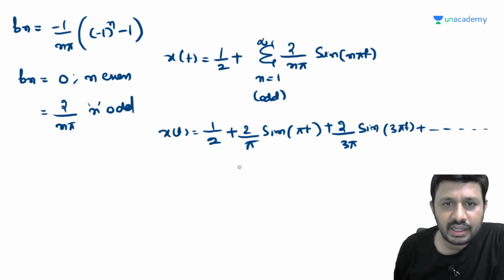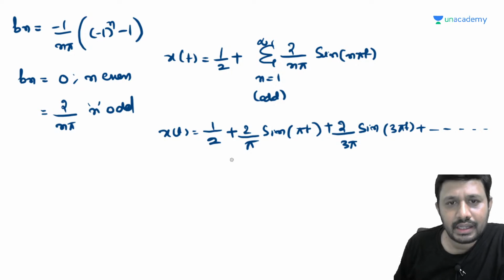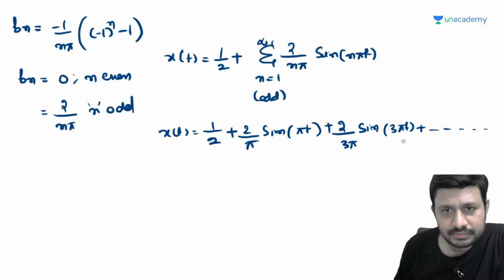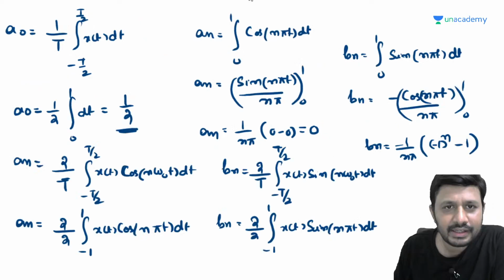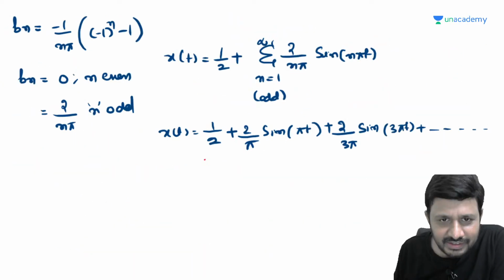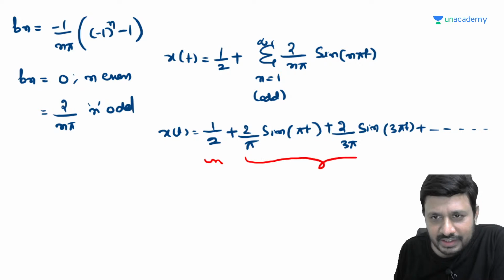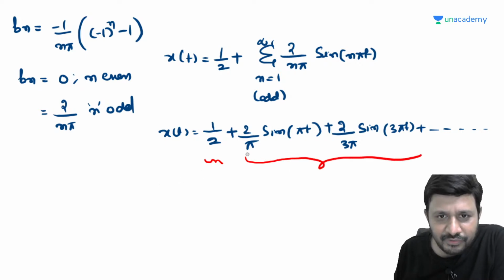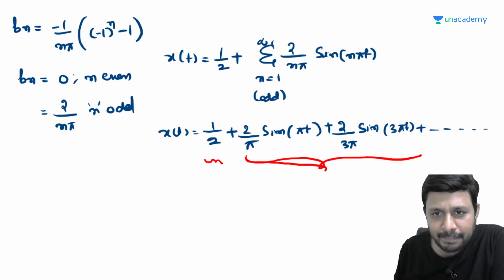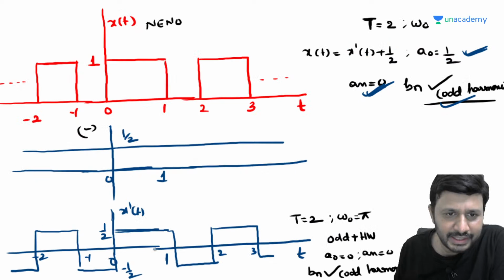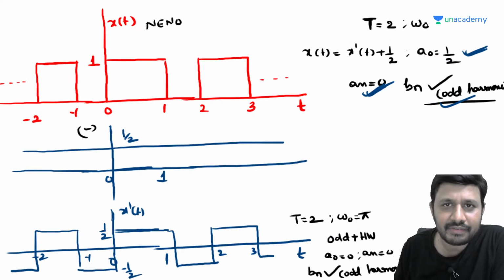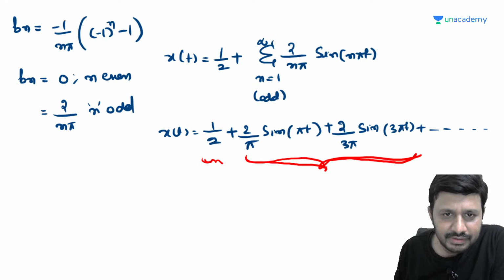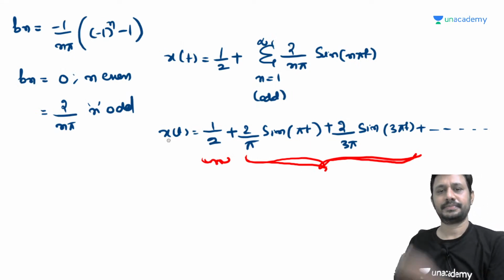Means look here, if you are going to add these kinds of sinusoids, you are going to get this periodic signal. See, look here, this is DC value. This Fourier series expansion, 2 by pi sin pi t plus 2 by 3 pi sin 3 pi t, corresponds to your x dash of t expansion. Add DC value, you will get x of t expansion.